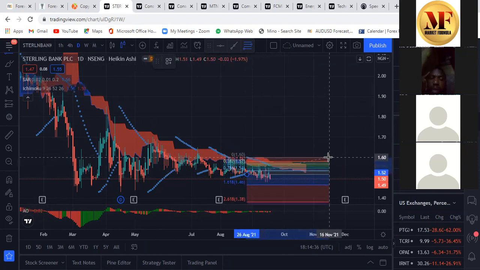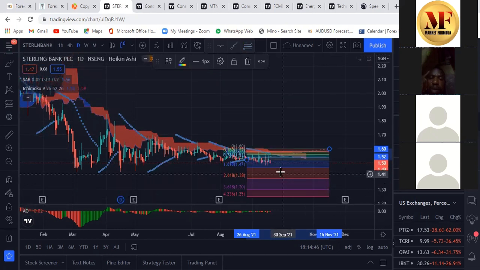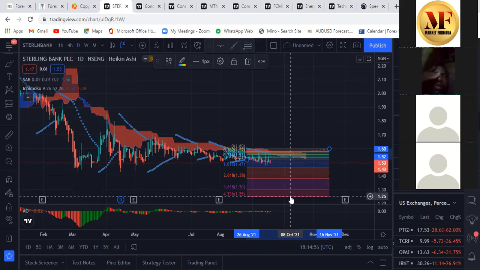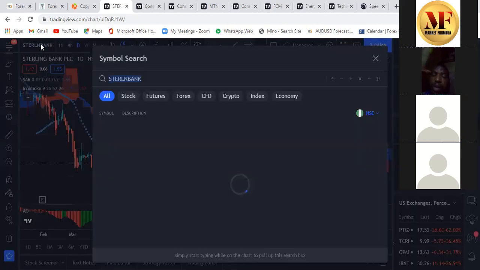Okay, using my Fibonacci, I expect some reaction at 1 naira 47 kobo. If price doesn't hold at that, it will come and test 1 naira 38 kobo, or go down and test 1 naira 30 kobo, or 1 naira 25 kobo. This is a downtrend. So if you want to trade the downtrend, that's how you enter into the market.